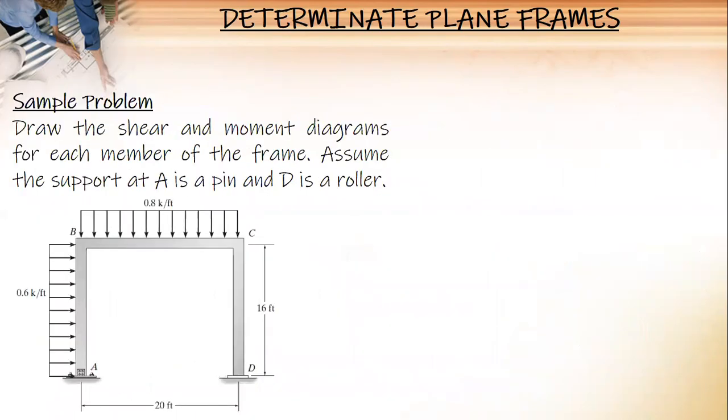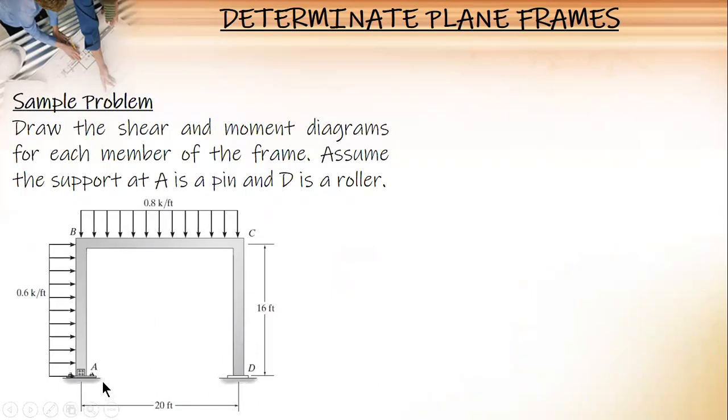Okay, so let us solve four problems here. The first one is this. Draw the shear and moment diagrams for each member of the frame. Assume the support at A is a pin and D is a roller.